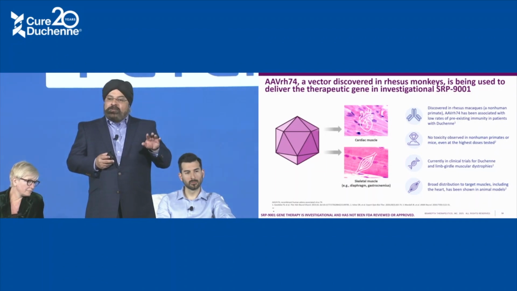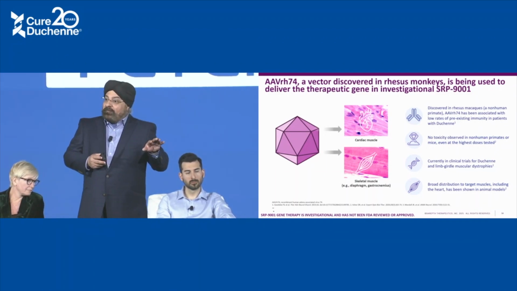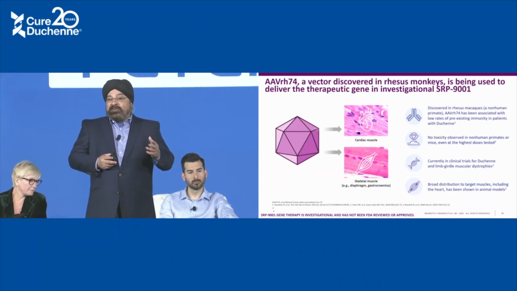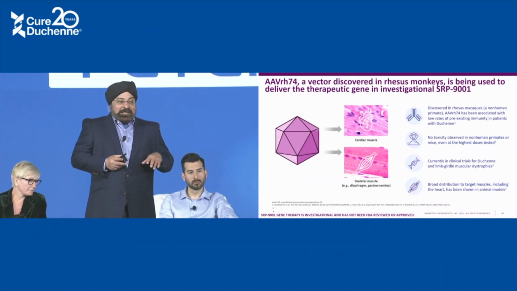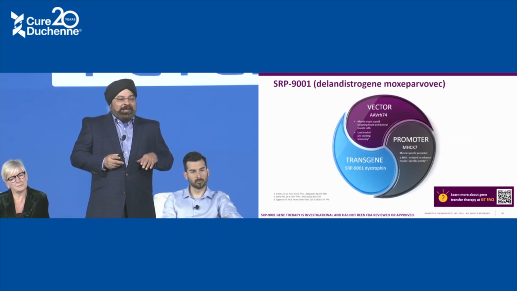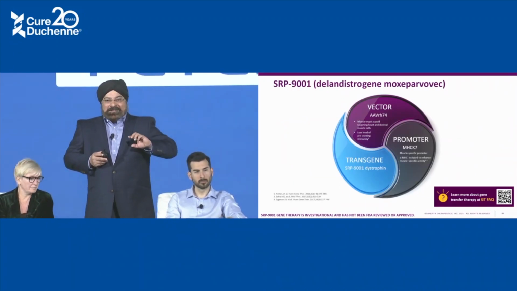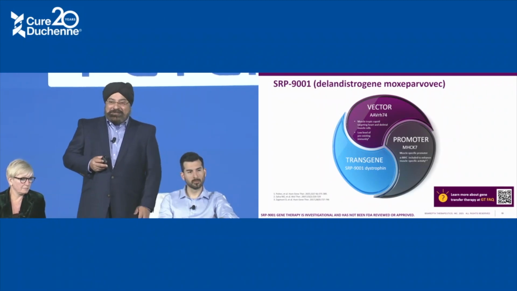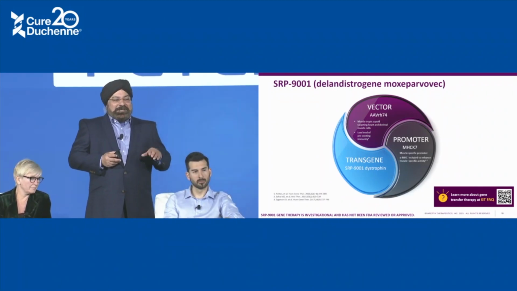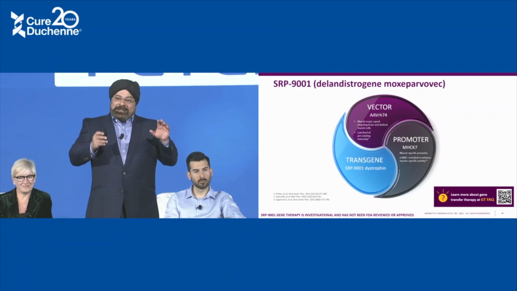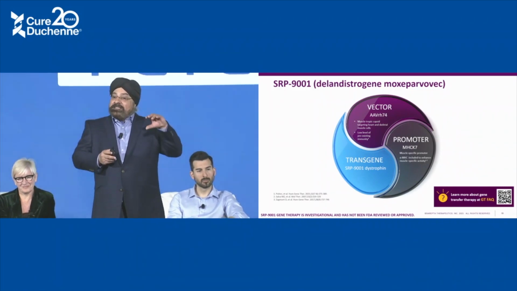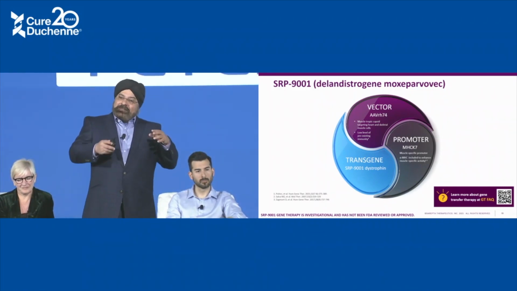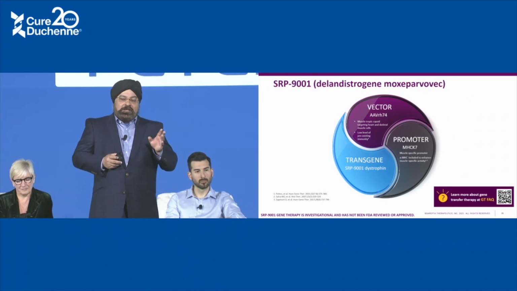And overall, between our 9001 program for Duchenne, plus our limb-girdles, we've now dosed over 150 subjects, or 150 patients, with RH74. That's not the whole thing of 9001. So now the big name, which always takes me a long time to pronounce, delandistrogene moxeparvovec. SRP-9001 contains the vector and the stuff inside the vector, so the transgene and the promoter.